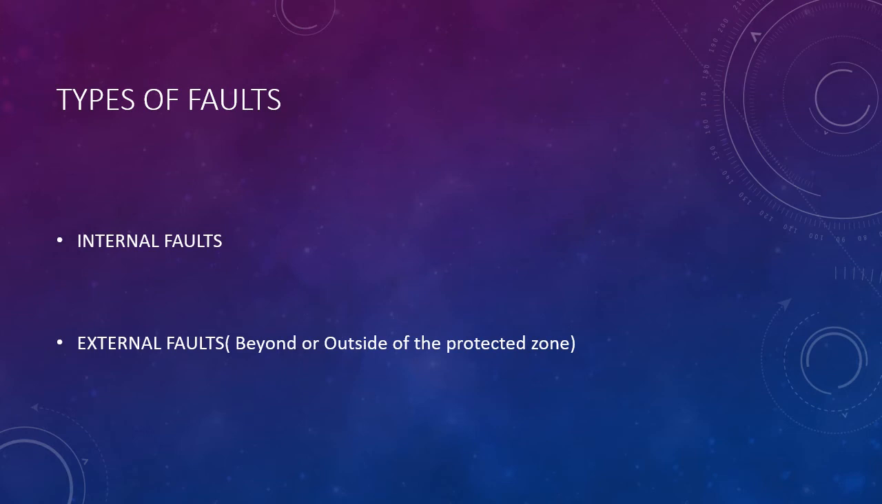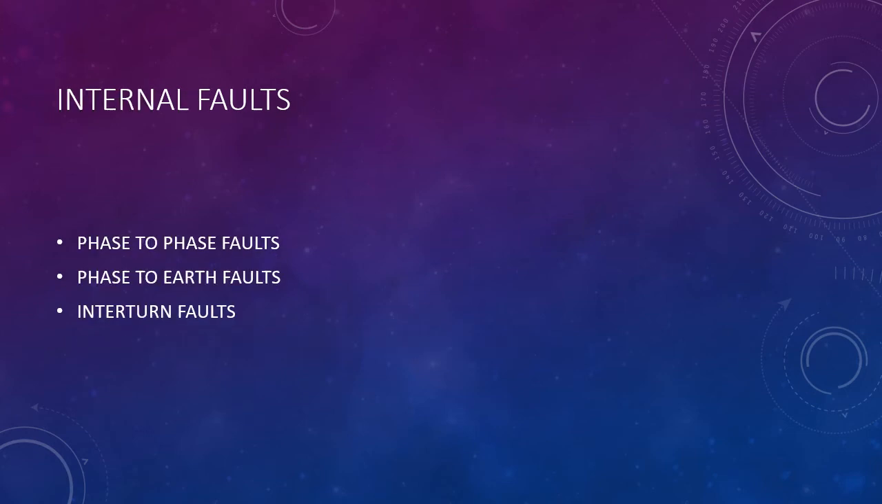Coming to the next type of faults, that is internal faults. Internal faults are also known as winding faults and also known as winding short circuit faults. The internal faults are mainly phase to phase faults, phase to earth faults and interturn faults. Phase to phase faults are also known as interphase faults. Phase to earth faults are simply known as earth faults. Interturn faults involve the turns of the same winding.